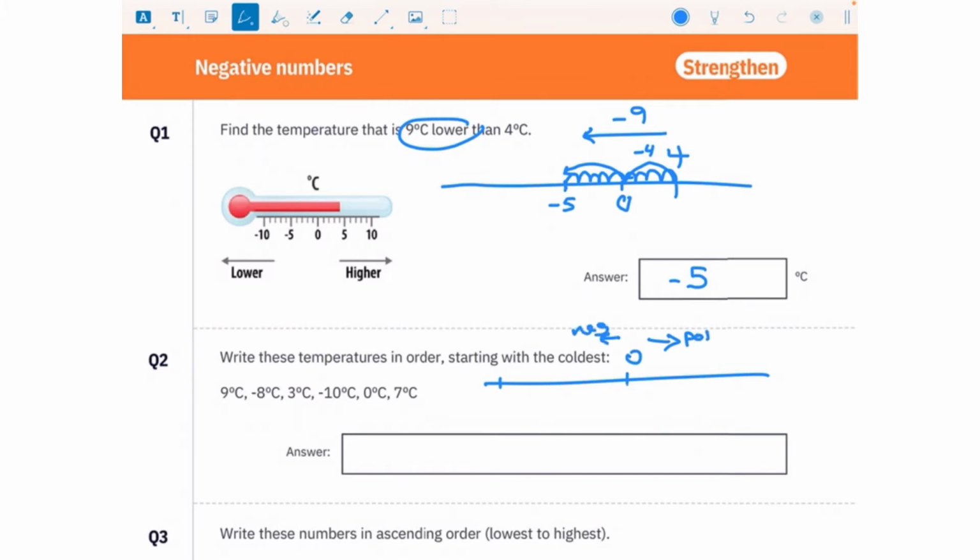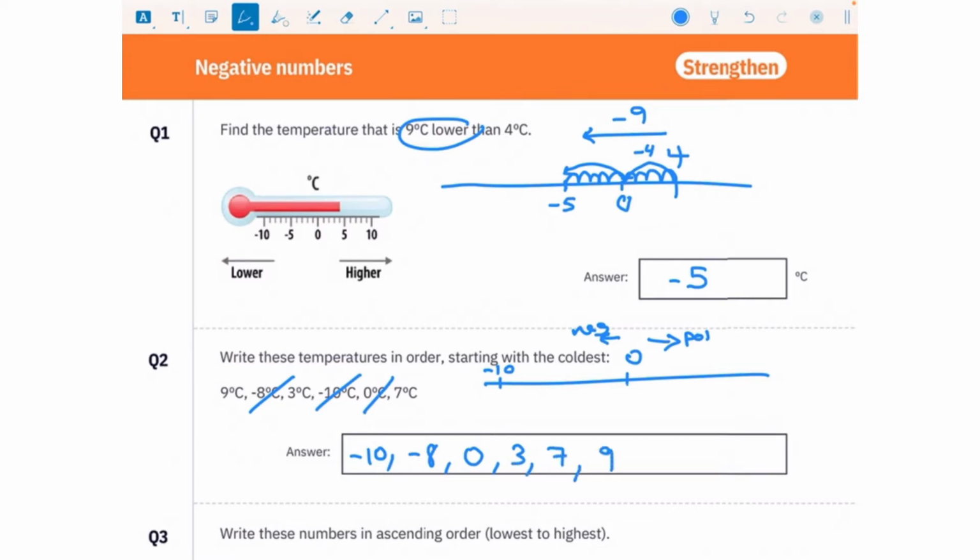So we've got 9, minus 8, 3, minus 10, 0, 7. So minus 10 is going to be the lowest. Then moving up, minus 8 would be my next lowest. Then moving up again, we've got no more negative numbers left. So 0 is going to be my next smallest. Then I've got 3. Then I've got 7. And then I've got 9.